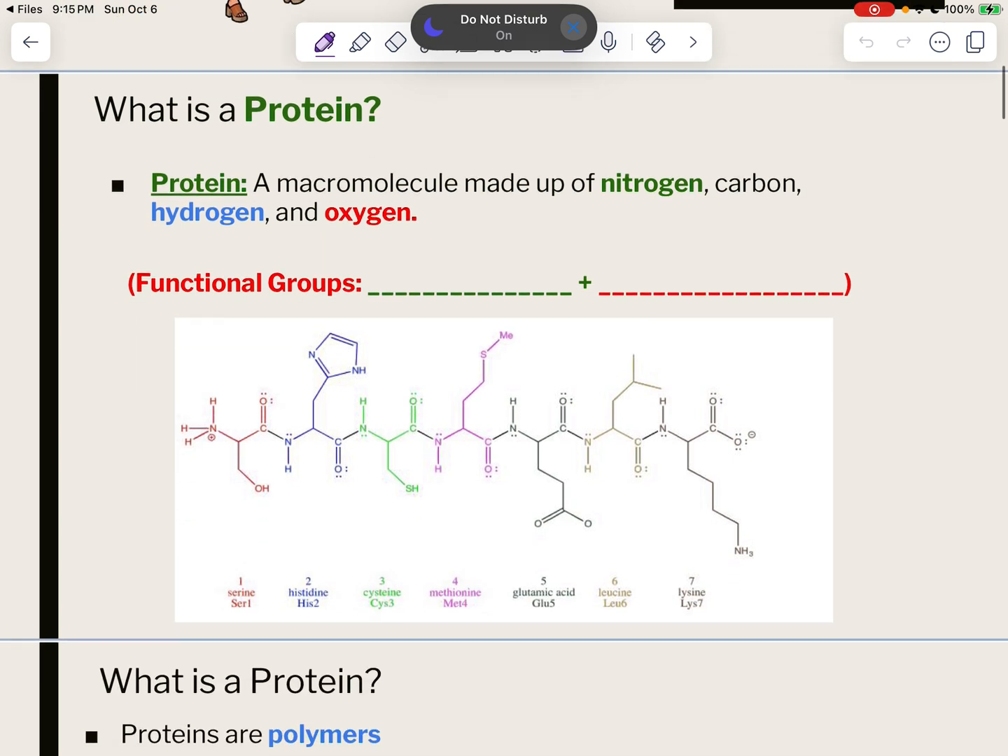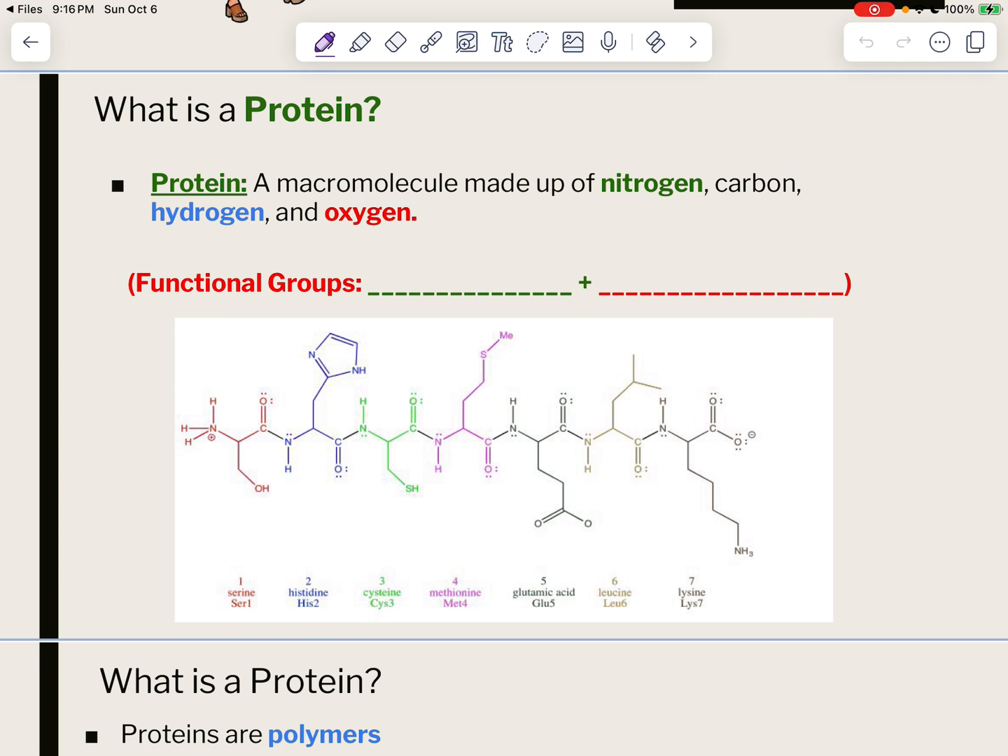So what is a protein? A protein is a macromolecule made up of nitrogen, carbon, hydrogen, and oxygen. So referring back to our functional groups chart, you should be able to look at this protein structure, which is a polymer in this case, of 7 amino acids. And you should be able to determine what are the functional groups found in these 7 amino acids.